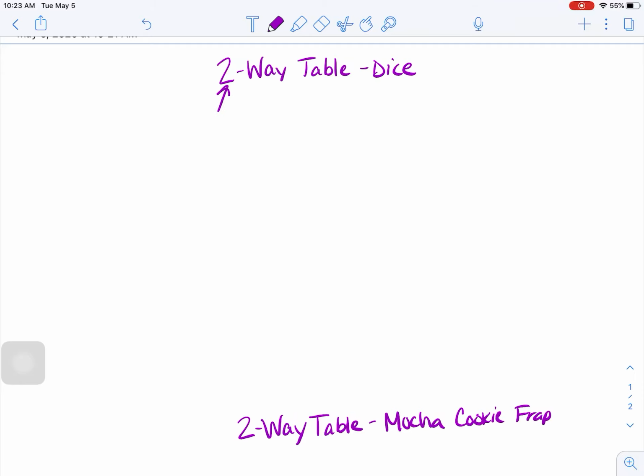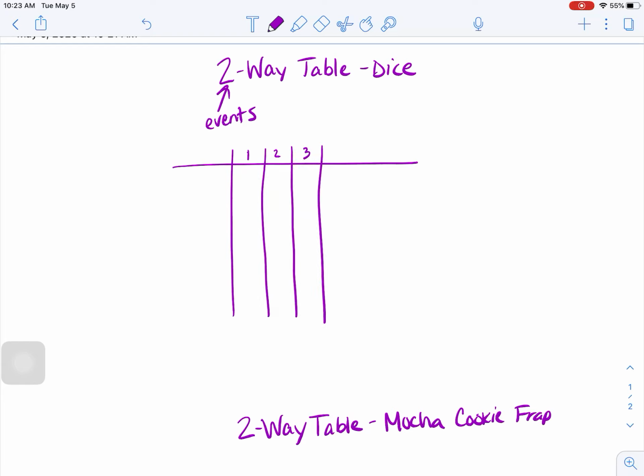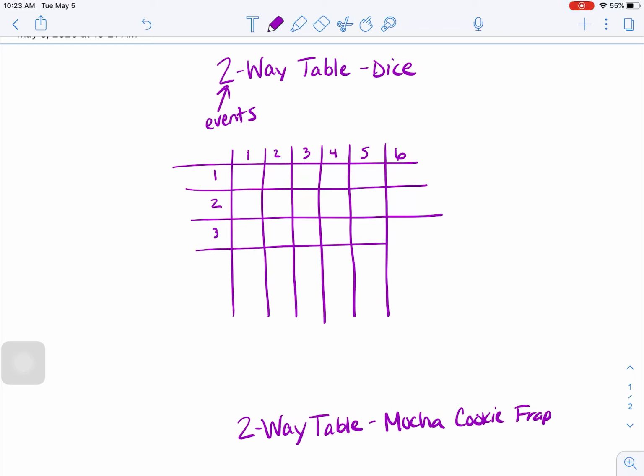So a two-way table, we're going to do the first example with dice. A two-way table works when you've got two events. So for example, I'm rolling either two dice or I'm rolling a die twice. So we make our table. When I'm rolling this die, I list all my options for my event one along the top. So I could roll a 1, I could roll a 2, I could roll a 3, a 4, a 5, or a 6. And then the same thing goes for the second die. I could roll a 1, a 2, a 3, a 4, a 5, or a 6.